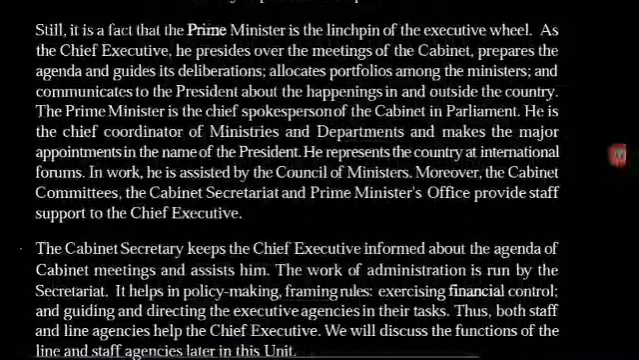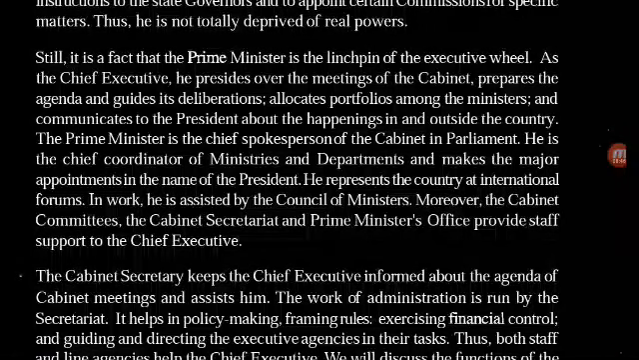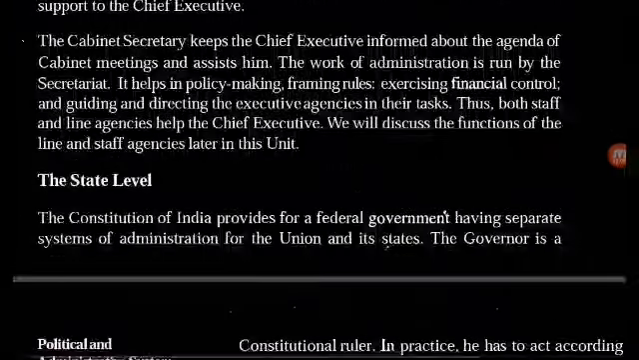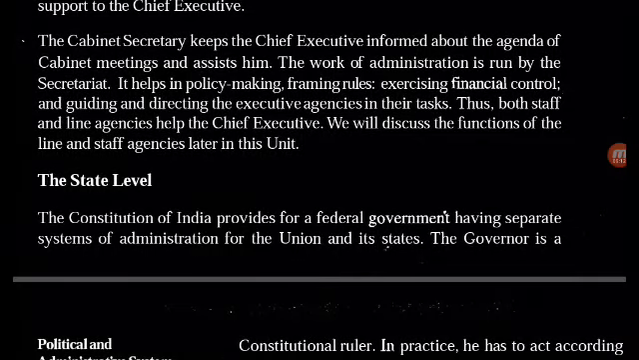In his work, he is assisted by the Council of Ministers. Moreover, the cabinet committees, the cabinet secretariat, and Prime Minister's office provide staff support to the chief executive. The cabinet secretary keeps the chief executive informed about the agenda of cabinet meetings and assists him. The work of administration is run by the secretariat. It helps in policy making, framing rules, exercising financial control, and guiding and directing the executive agencies in their tasks. Thus, both staff and line agencies help the chief executive. We will discuss the functions of the line and staff agencies later in this unit.